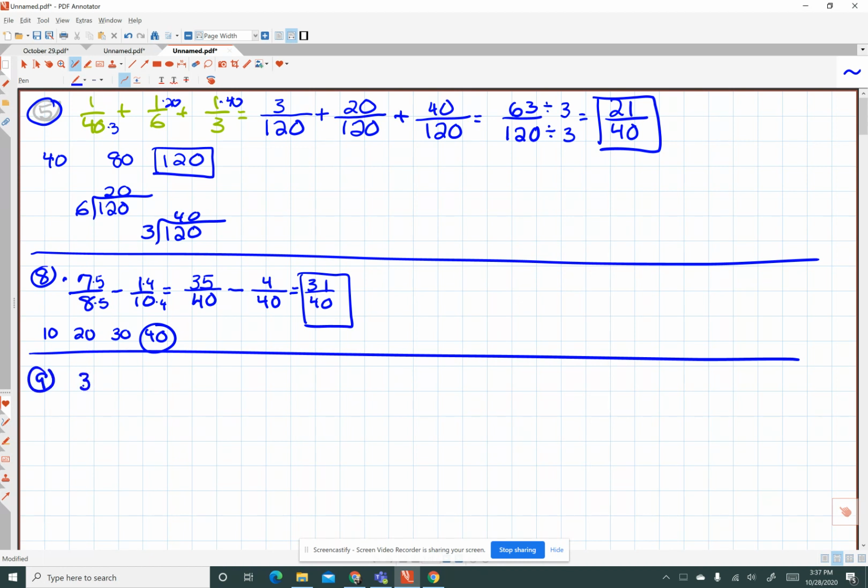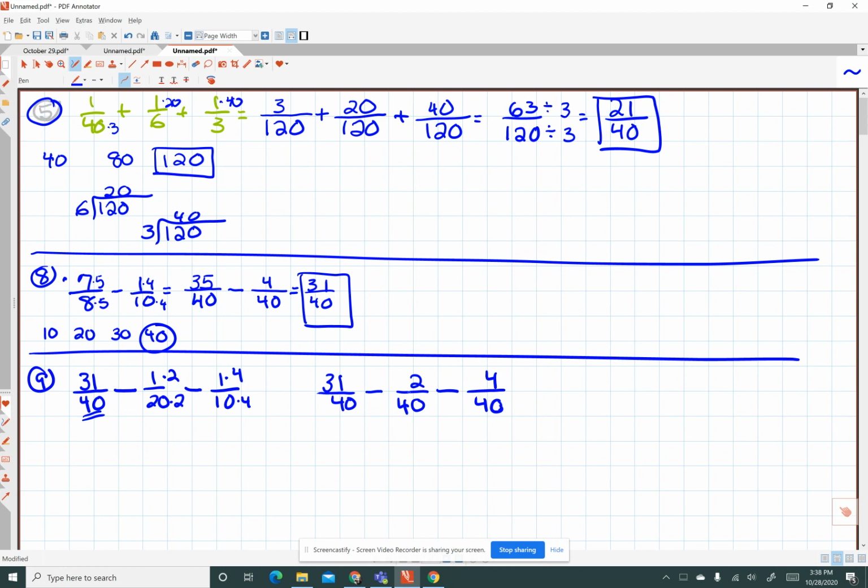So we have 31 over 40 minus 1 over 20 minus 1 over 10. We need to make all of the denominators 40. So we'll have our 31 over 40, because 40 is also a multiple of 20 and 10. So if 20 times 2 is 40, well, what's 1 times 2? Well, that's 2. And 10 times 4 is 40, and 1 times 4 is 4.